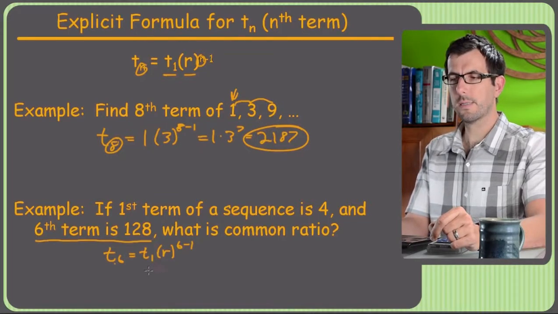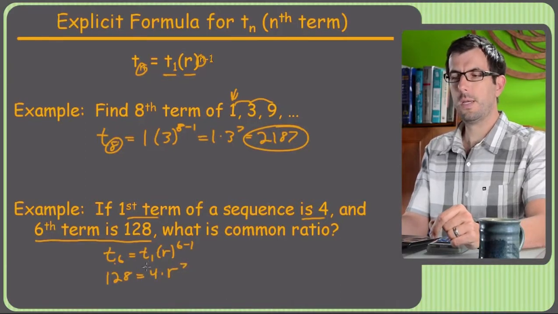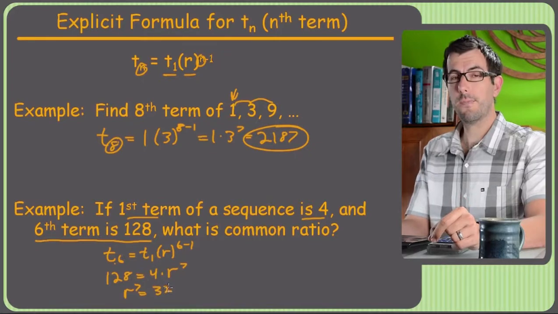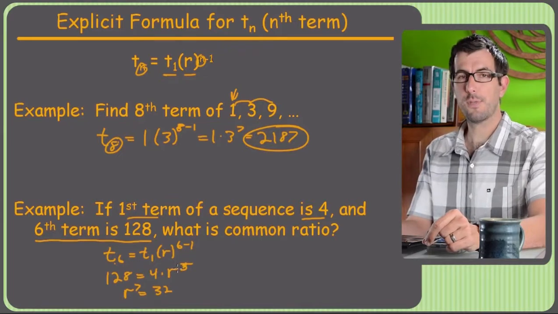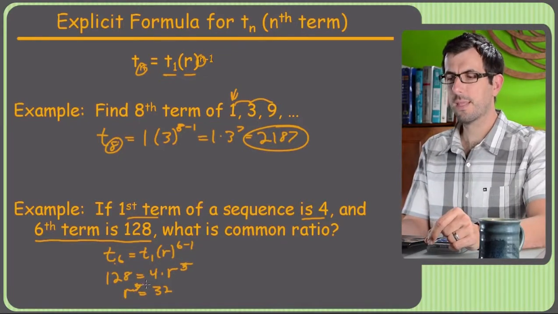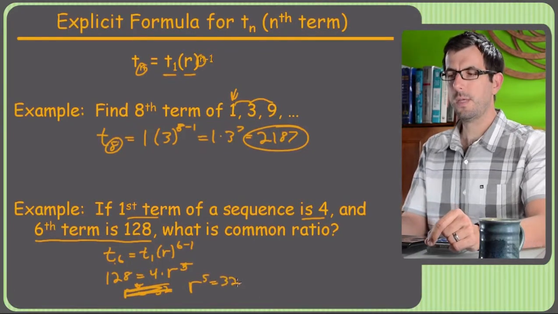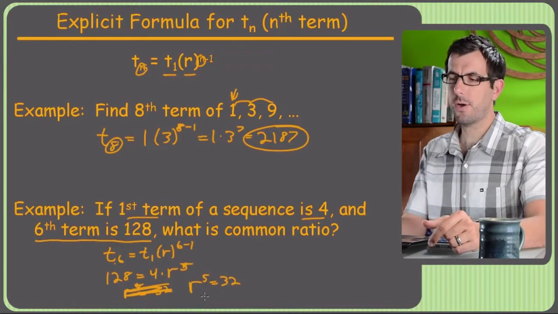All right, so t sub 6, let's plug in stuff. 128 is equal to t sub 1, the first term is 4, times r to the 7th. Divide both sides by 4, I get r to the 7th equals, let's see, 128 over 4 is 32. Now at this point, sorry, r to the 5th. Whew, that's crazy. 6 minus 1 is 5, not 7. All right, so r to the 5th equals 32. So what is r? I happen to know off the top of my head that 2 to the 5th is 32. So r equals 2.